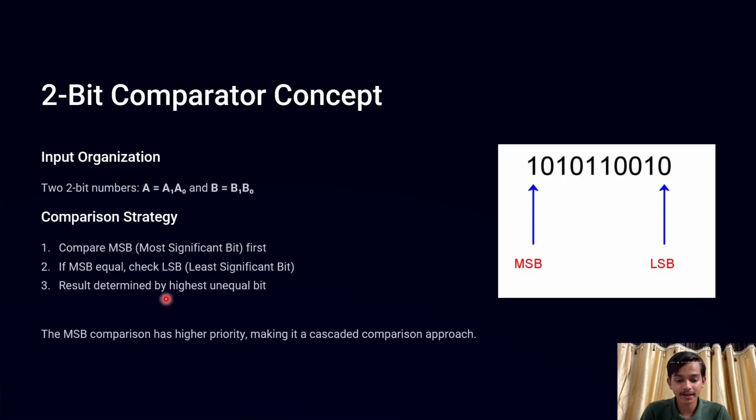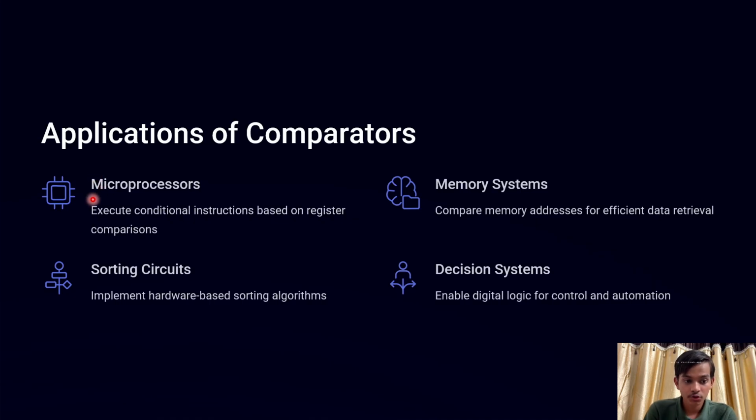Now let us look at some practical applications of digital comparator. Digital comparators are widely used in modern digital systems. In a microprocessor, comparators help execute conditional circuits. For example, when a program checks whether one value is greater than another using an if condition, the comparator performs that comparison internally. Another example is memory systems, where comparators are used for address matching. When the processor requests data from a specific memory location, a comparator checks whether the requested address matches the stored address before receiving the data.